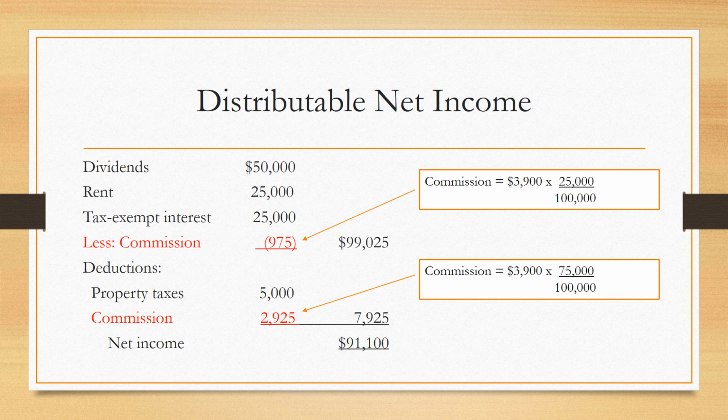For the tax return, you must first calculate the distributable net income, or DNI. The capital gains are still excluded, but the indirect expenses like commission fees must be allocated between the tax-exempt interest and the taxable income, leaving a DNI of $91,100.